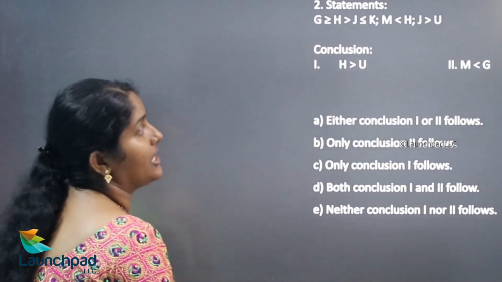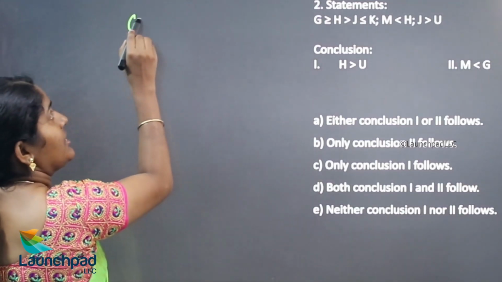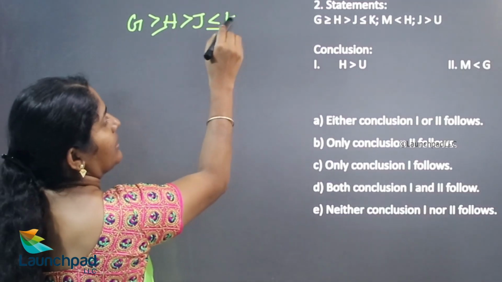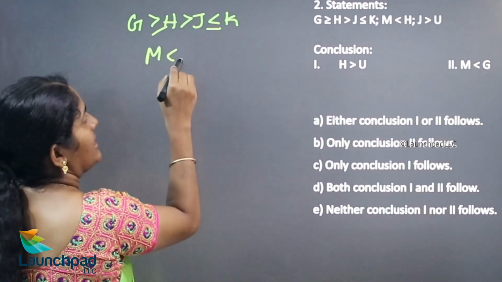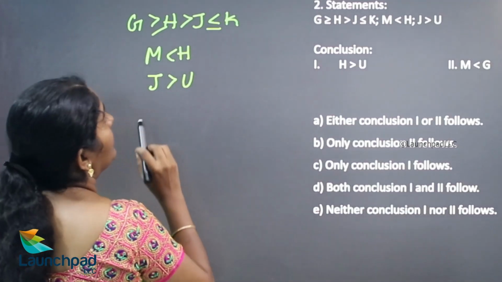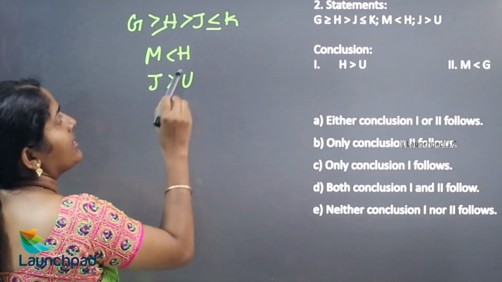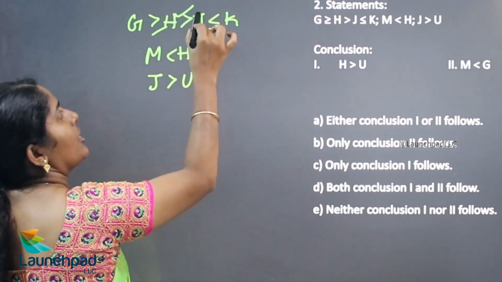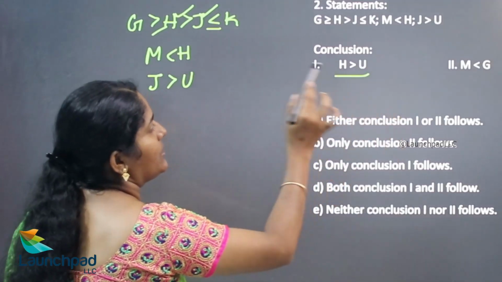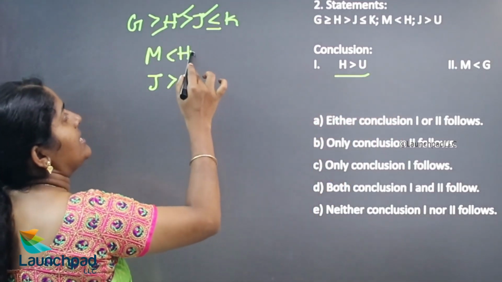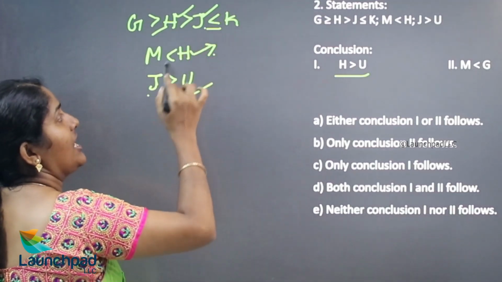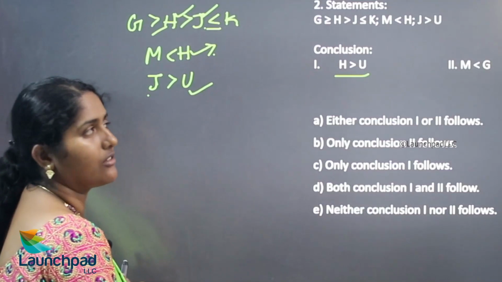G is greater than or equal to H, H is greater than J, J is less than or equal to K. M is less than H and J is greater than U. Now what is the common symbol? Here H is common and J is common. Now we want to compare H and U. H is available here and U is available here.